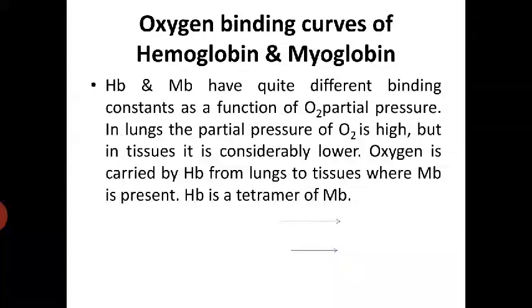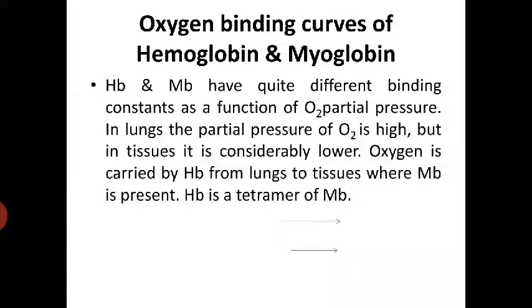The next important concept is about oxygen binding curves of hemoglobin and myoglobin. So the circumstances under which hemoglobin and myoglobin are required to bind and release oxygen are very different. That means hemoglobin carries oxygen from lungs to tissues, whereas myoglobin carries oxygen from tissues to cells. Hence these two iron proteins have different binding constants as a function of oxygen partial pressure. In the lungs, partial pressure of oxygen is high, but in tissues it is very low. So oxygen is carried by hemoglobin from lungs to tissues where myoglobin is present.